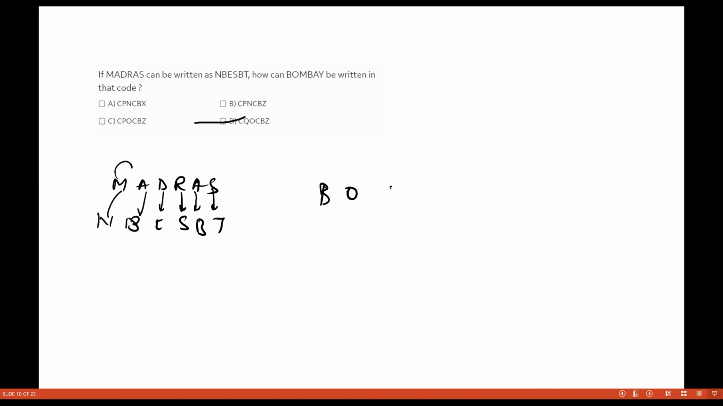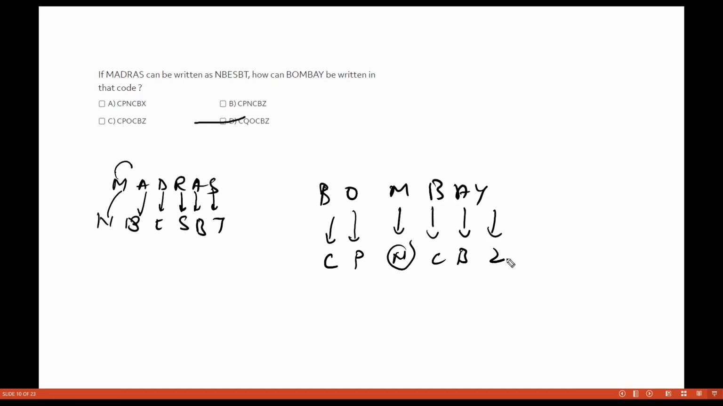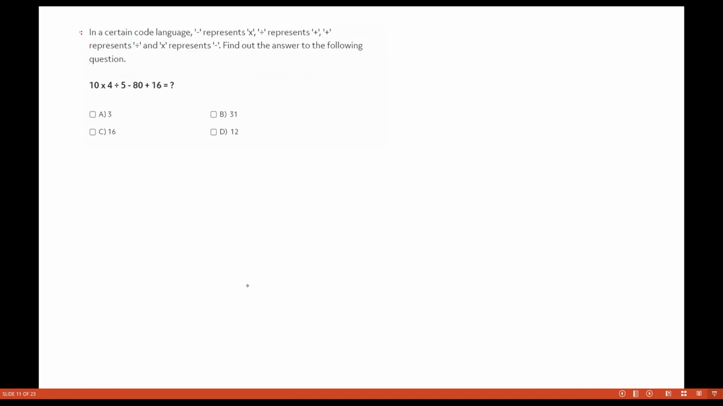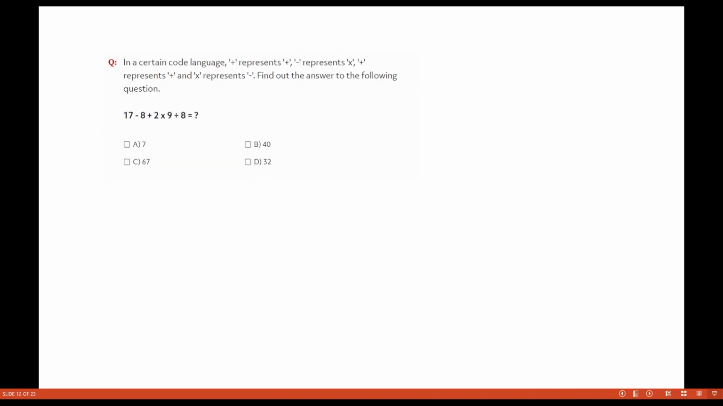So let us now write Bombay. B, let us replace this by C, and O by P, M by N, B again by C, A again by B, and Y, obviously you are going to replace this by Z. So you get CPNCBZ, and we get this answer. So these are very simple questions, but still you will get one or two questions in UPSC from this as well. So it is not that always we have to do only difficult questions. Sometimes we need to just see the pattern of UPSC.